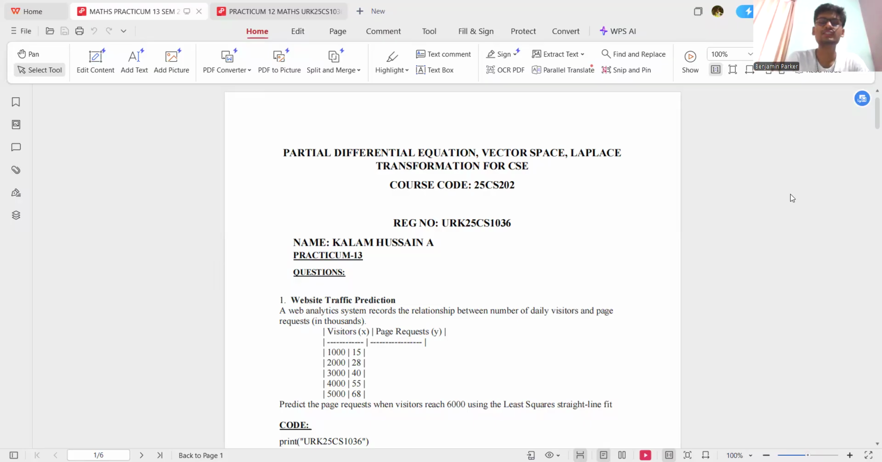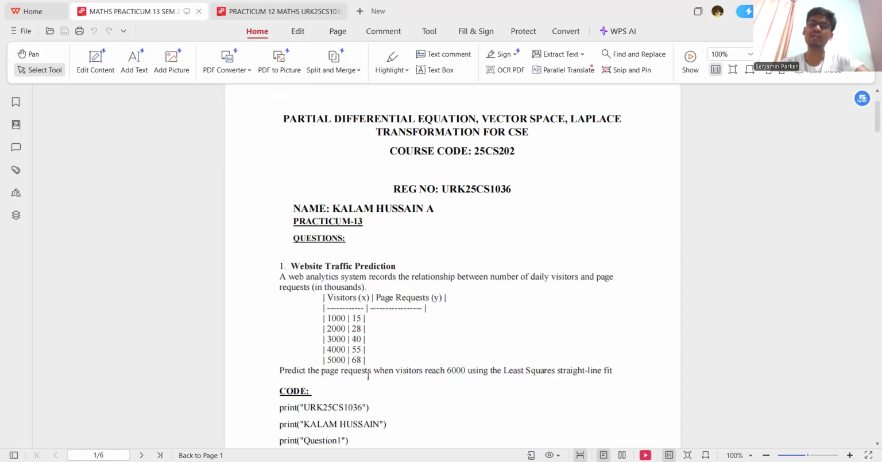First question, which is website traffic prediction. A web analytics system records the relationship between the number of daily visitors and page requests in thousands. Here the visitors are given as 1,000, 2,000, 3,000, 4,000, 5,000. And page requests are as follows: 20, 15, 28, 40, 55, 68. And we have to predict the page requests when visitors reach 6,000 using the least square straight line fit.